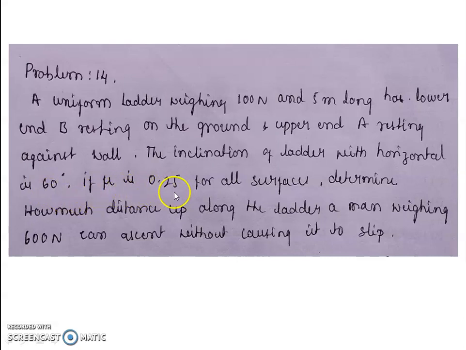If the coefficient of friction is 0.25 for all the contact surfaces, determine how much distance up along the ladder a man weighing 600 Newton can ascend without causing it to slip. What is asked here is how much distance a man can climb the ladder before the ladder falls down. How much a person weighing 600 Newton can climb, we will see. Here distance is asked.